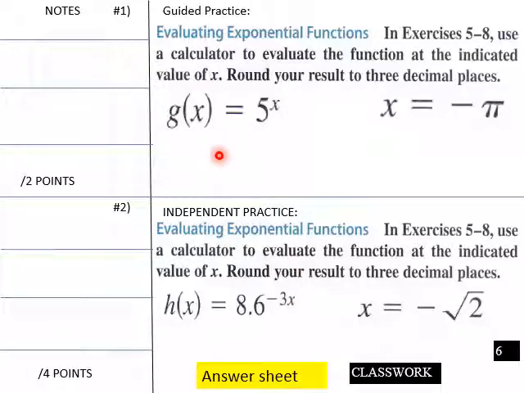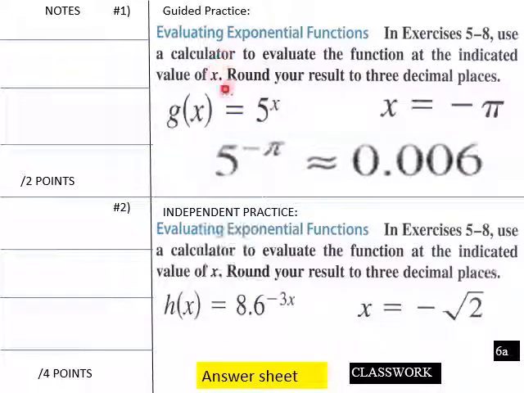Now, into our guided practice here, evaluating exponential functions. Use a calculator for these. g of x when x equals negative pi. And then down here for you, your independent practice, 8.6 to the negative 3x when x equals the negative square root of 2. So for a guided practice up here, 5 to the negative pi power would equal approximately 0.006.